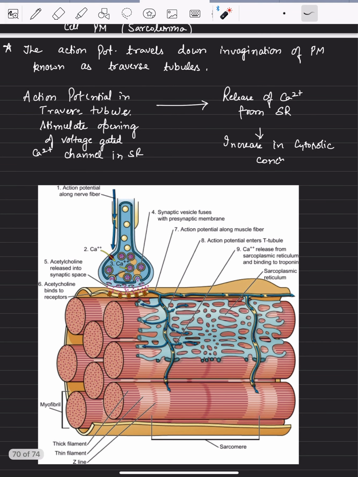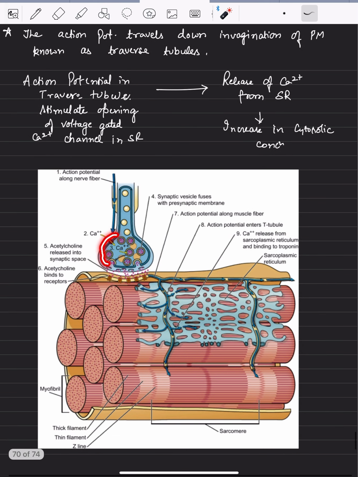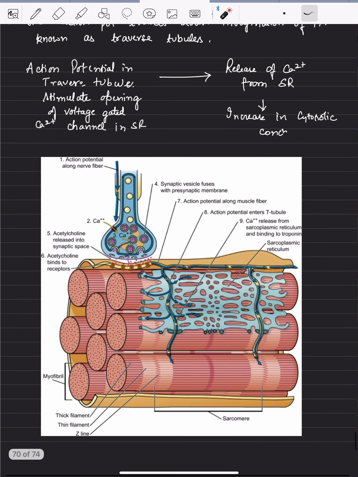Once the action potential is generated in the membrane, it travels down and leads to the invagination of the plasma membrane, known as the transverse tubules. These tubule-like structures you can see here in the figure. Once the action potential is generated, it travels and stimulates the opening of the voltage gated calcium channel, you can see. And there will be an increase in the calcium concentration in the cytosol.